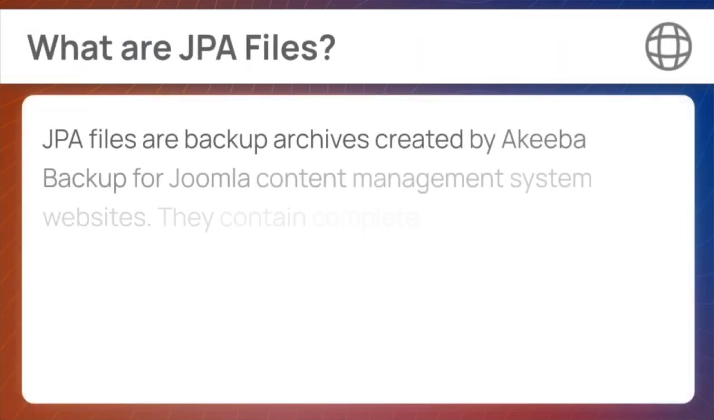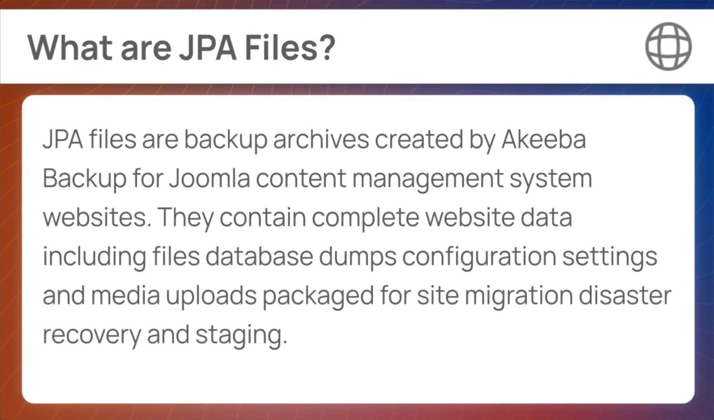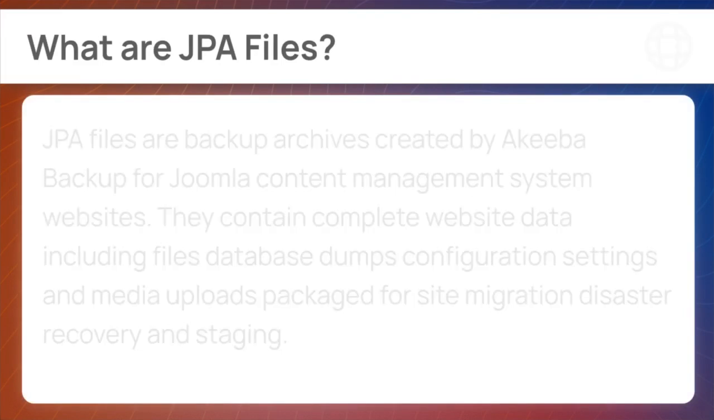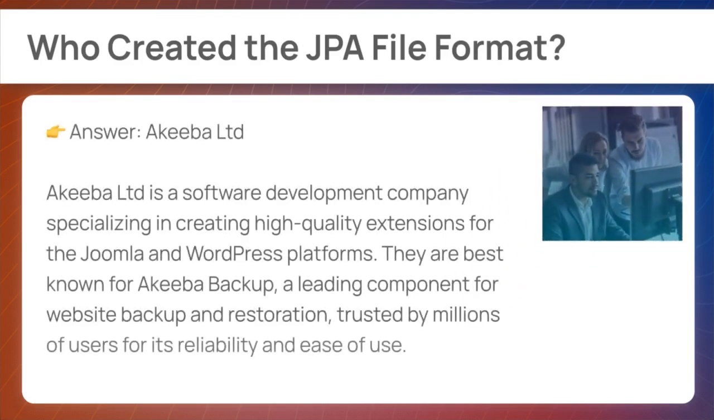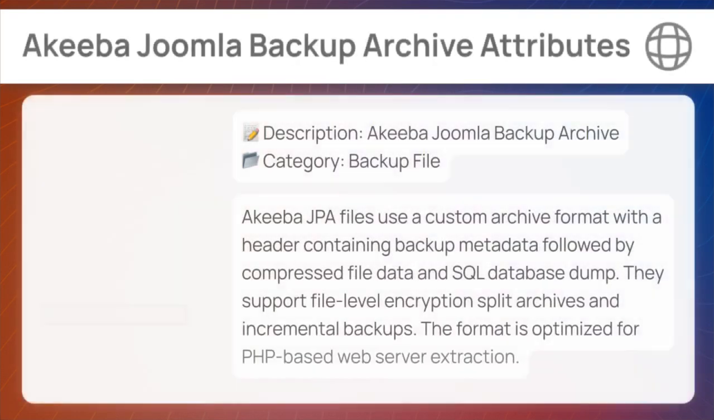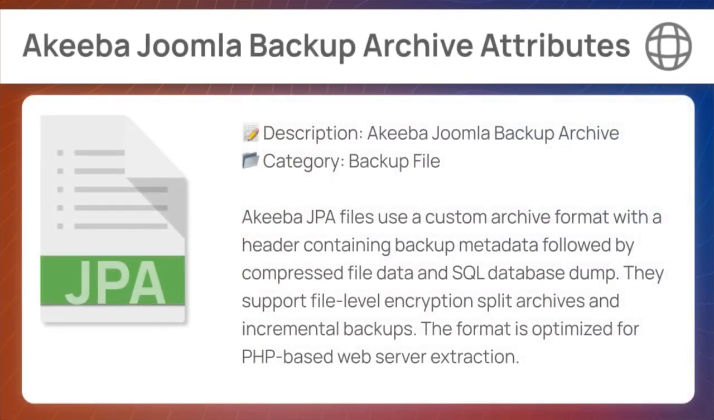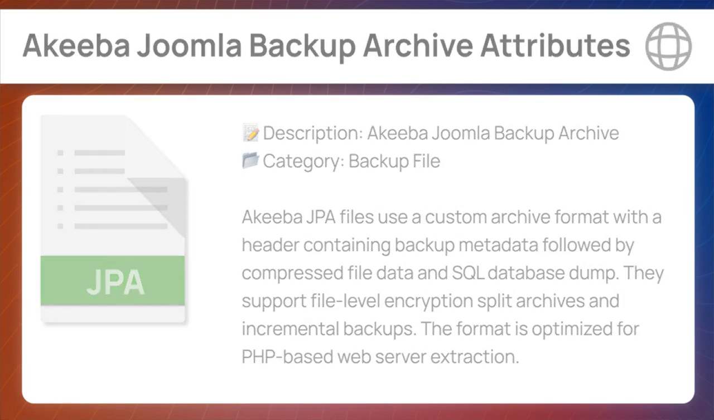JPA files are backup archives created by Akeeba Backup for Joomla Content Management System websites. They contain complete website data, including files, database dumps, configuration settings, and media uploads, packaged for site migration, disaster recovery, and staging. Akeeba JPA files use a custom archive format, with a header containing backup metadata, followed by compressed file data and SQL database dump. They support file-level encryption, split archives, and incremental backups. The format is optimized for PHP-based web server extraction.